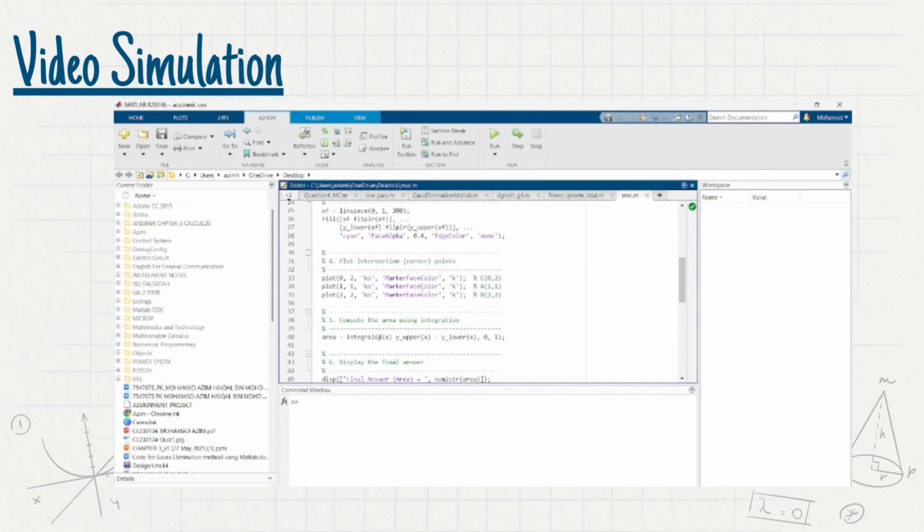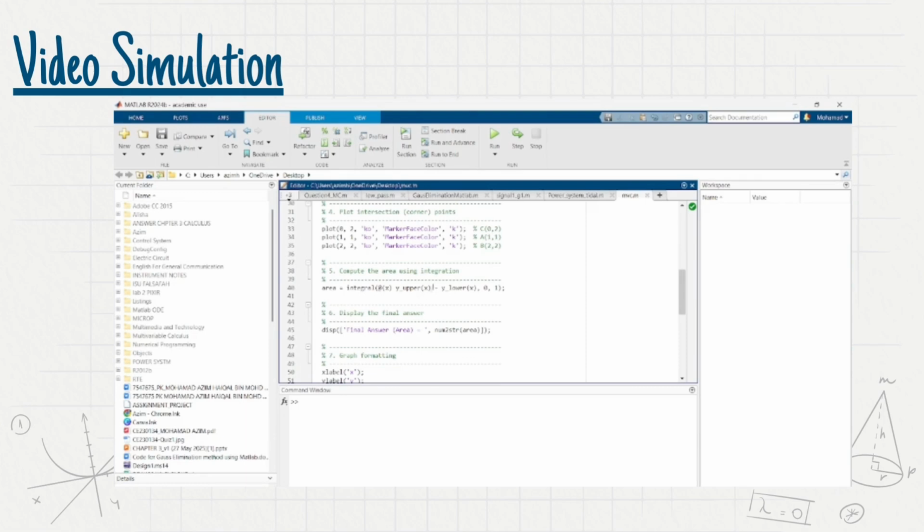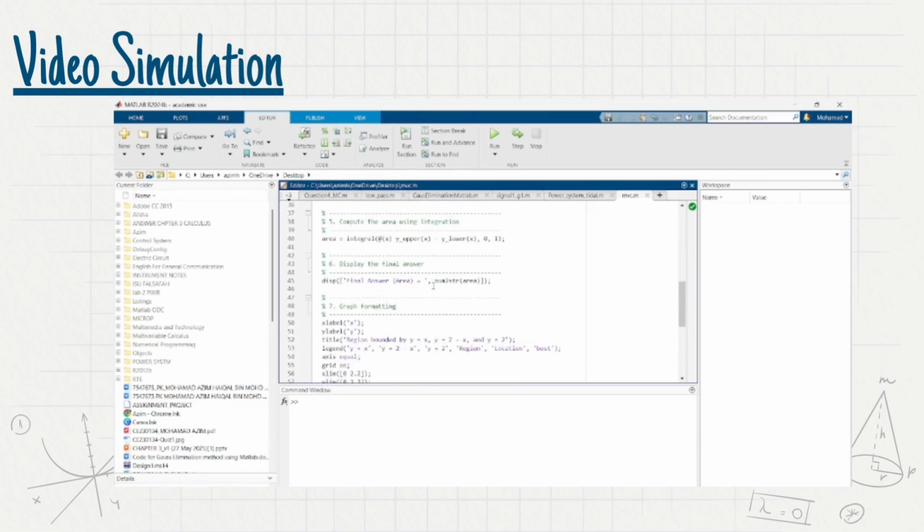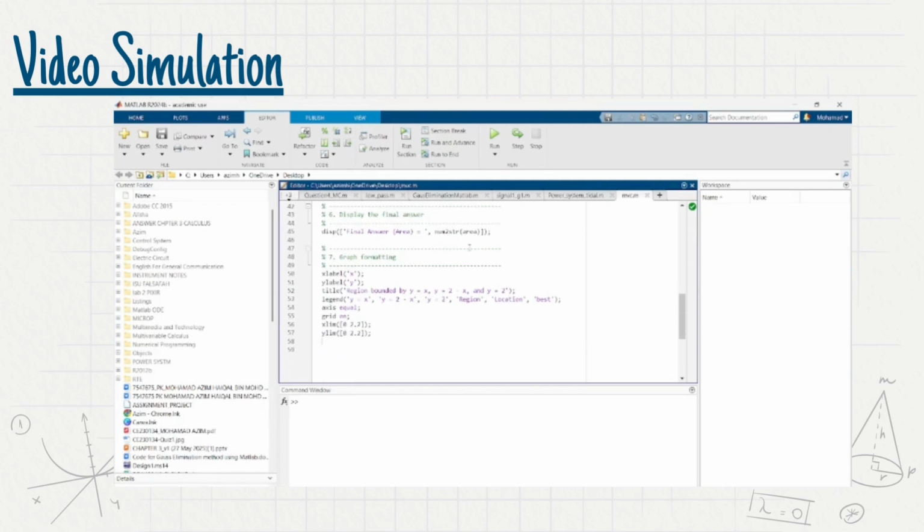The area is computed using a definite integral, by integrating the difference between the upper and lower functions, 2 minus x minus x, over the interval from 0 to 1. MATLAB's integral function evaluates this numerically and gives the final area as 1. Finally, graph formatting such as label, title, legend, equal axis scaling and grid are applied to improve clarity and presentation. So I will run this MATLAB.